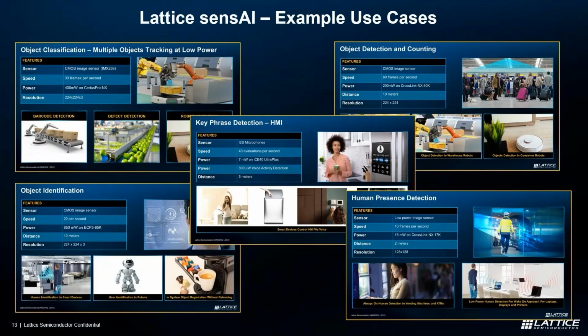Here you can see some example use cases that have been implemented on different Lattice FPGAs. For example, ICE40, ECP5, Crosslink NX, and Certus Pro NX FPGAs. Example use cases here range from object detection to object classification at different performance levels, utilizing different CNN engines implemented on different Lattice FPGAs.